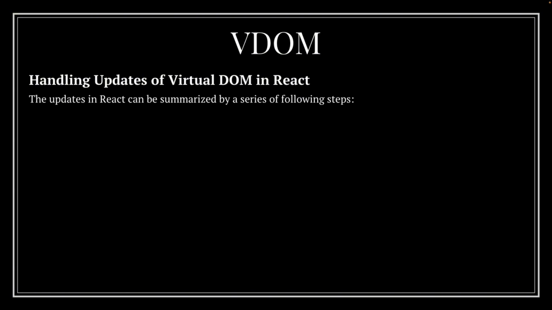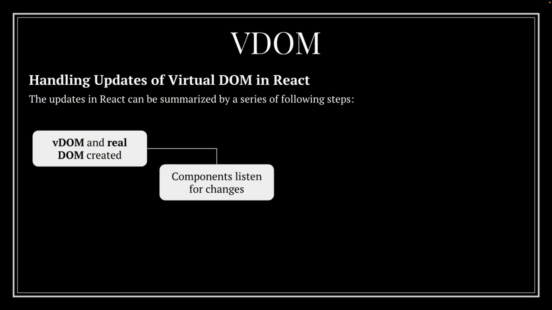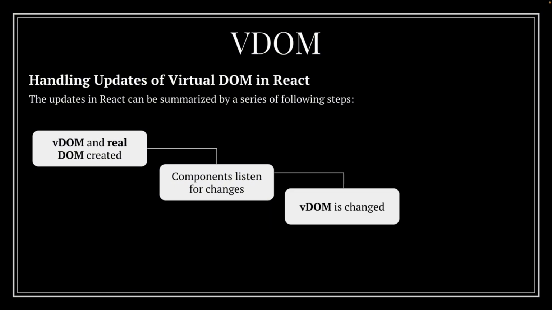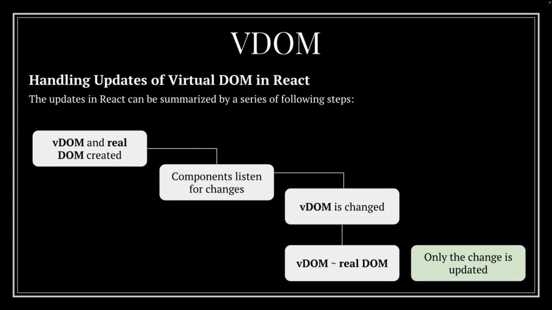Now let's understand how virtual DOM updates are handled in React. These are the series of steps which React follows for virtual DOM. On the first render of a component, in this case the sign up component, virtual DOM and real DOM are created simultaneously. And the component will start listening for any change in the form of props or states, which are other features that we will be learning in future. If there is any change, then the VDOM is changed first. And then React compares the VDOM with the real DOM. And then finally the change is updated or pushed to the real DOM.